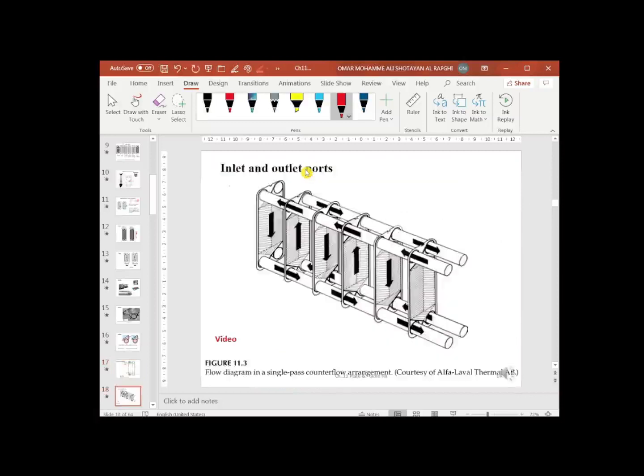These are the ports, again showing the flow for a few plates of the heat exchanger. You can see the flow is going to be, for example, the cold fluid going in this direction and coming out this way, and the other fluid, which is, for example, the hot fluid, is going to go this way and coming out this way. Of course, it's going to be distributed for all the plates. In the next slide, we are going to see a video explaining the basic idea of the gasket plate heat exchanger.